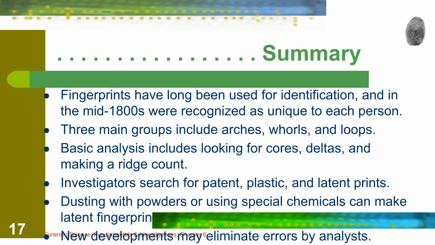In summary, fingerprints have long been used for identification and are unique to each person. They are categorized into arches, whorls, and loops, with analysis involving cores, deltas, and ridge counts. Investigators look for patent, plastic, and latent prints. New developments aim to eliminate errors in analysis.